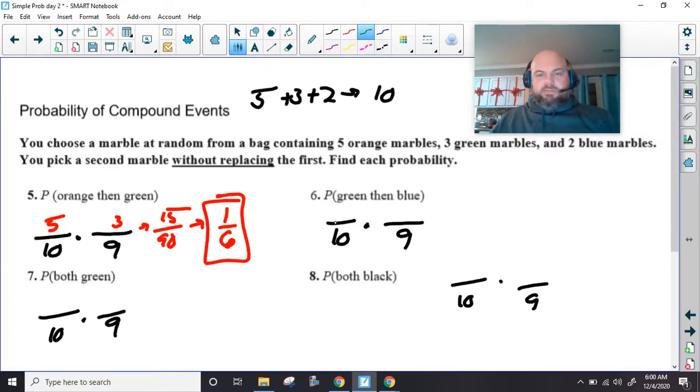All right, a green and a blue. So we have 3 greens and 2 blues. So this is 6 over 90, which is 1/15.